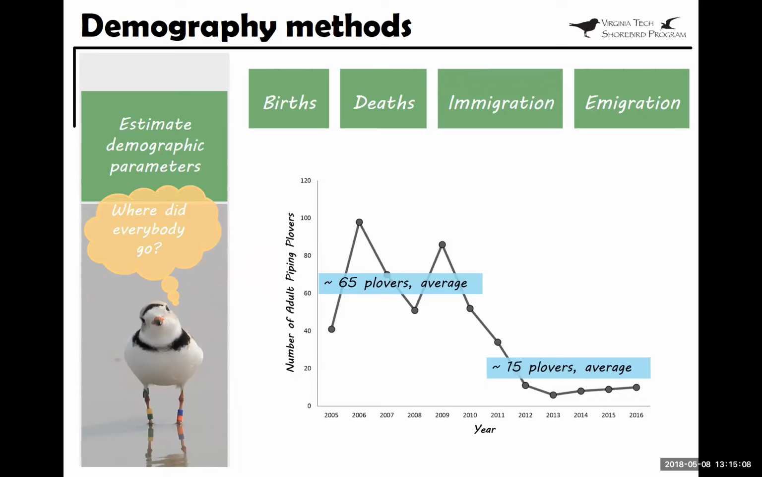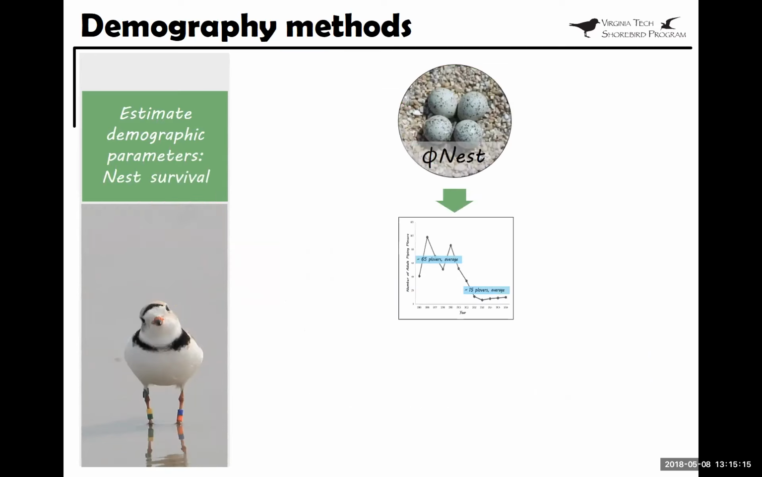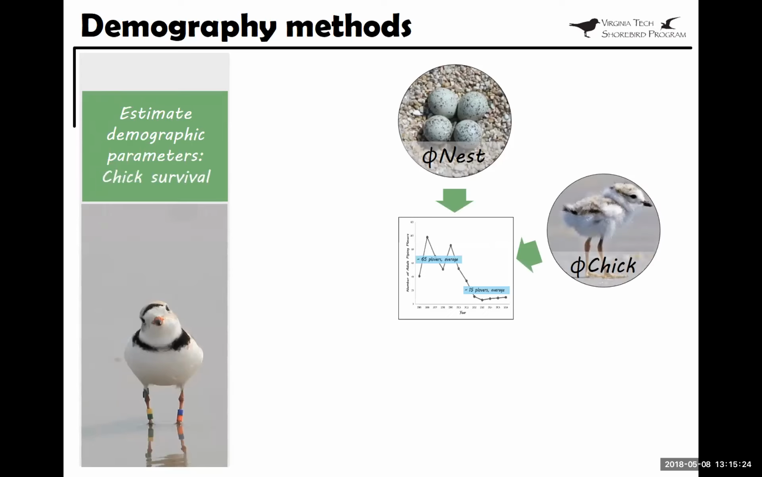I'll introduce each analysis briefly, and then get into how we modeled them and what we found. We looked at nest survival, and sometimes I'll use the Greek letter phi to abbreviate survival. Chick survival, a chick being a bird aged from 0 days to 25 days when they reach fledgling age.